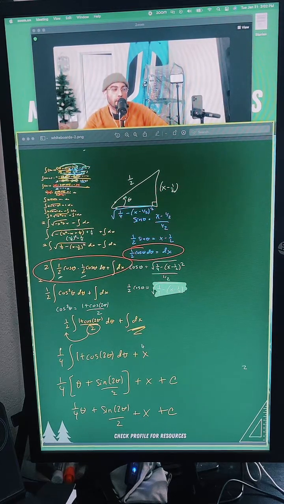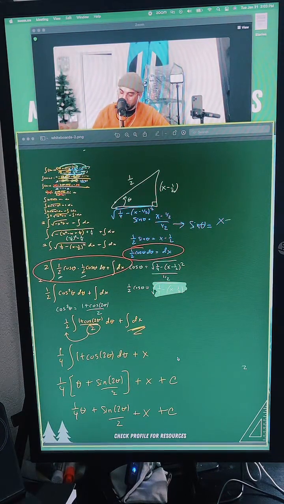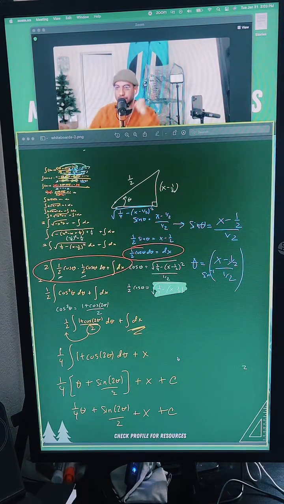One thing that we will do is go back to our triangle. In the very beginning, if you recall, sine theta was equal to x minus 1/2 over 1/2. So if we take the arc sine, we're going to get theta equals the arc sine of x minus 1/2 over 1/2, the entire arc sine of that. So you can plug it back into your theta, and then sine 2 theta you can rewrite as 2 cosine theta sine theta. But I think everyone had enough of this problem.